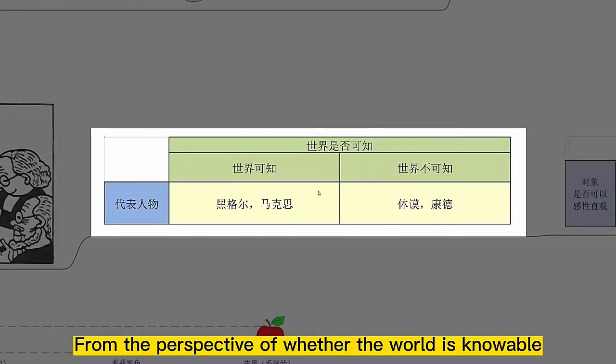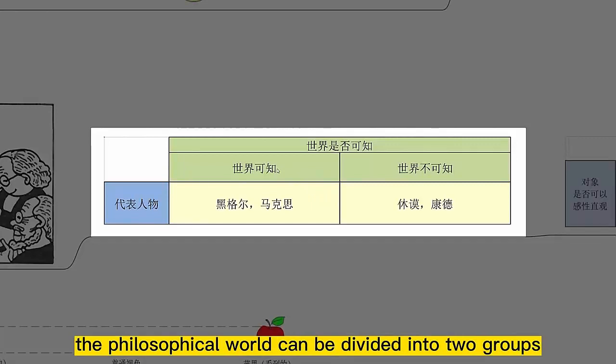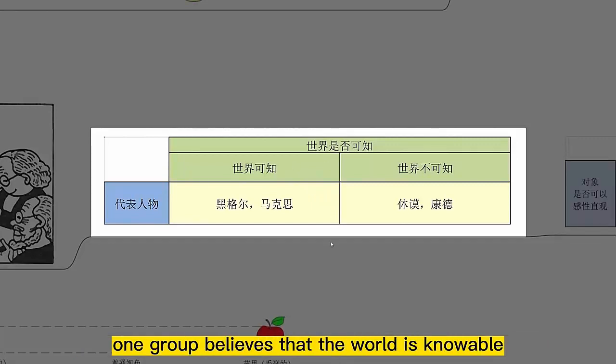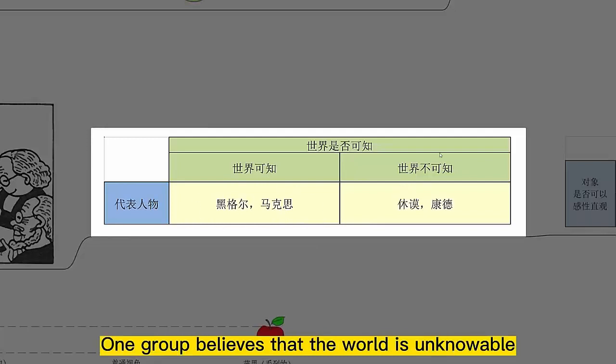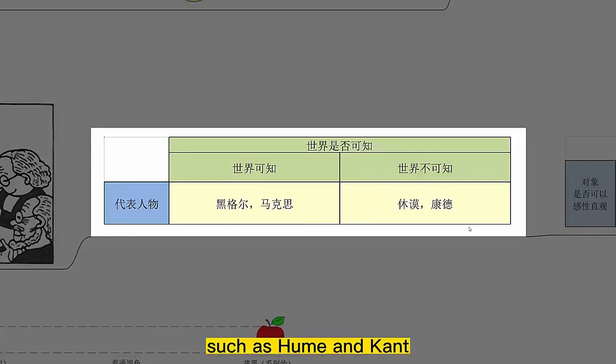From the perspective of whether the world is knowable, the philosophical world can be divided into two groups. One group believes that the world is knowable, such as Hegel and Marx. The other group believes that the world is unknowable, such as Hume and Kant.